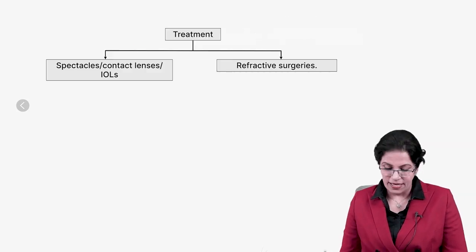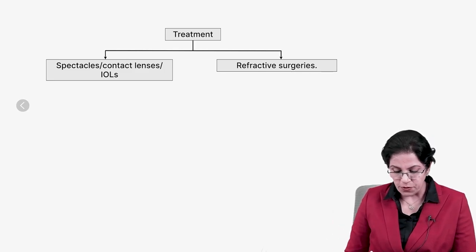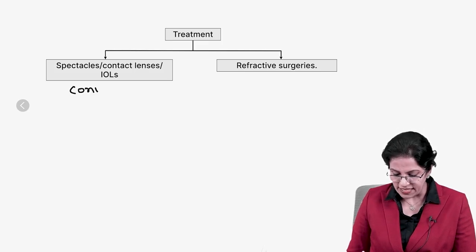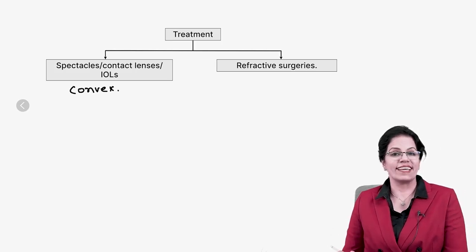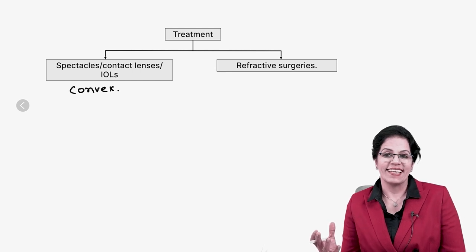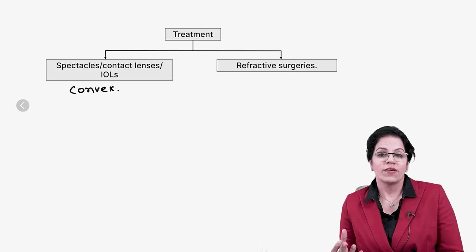index and position. Next we talk about treatment. The treatment of hypermetropia again will be either specs or contact lens. This time we are using convex lenses, isn't it? Or of course, if the patient is aphakic, aphakia is what? Absence of lens. What is the power of the lens? 16 to 17 diopters, isn't it?